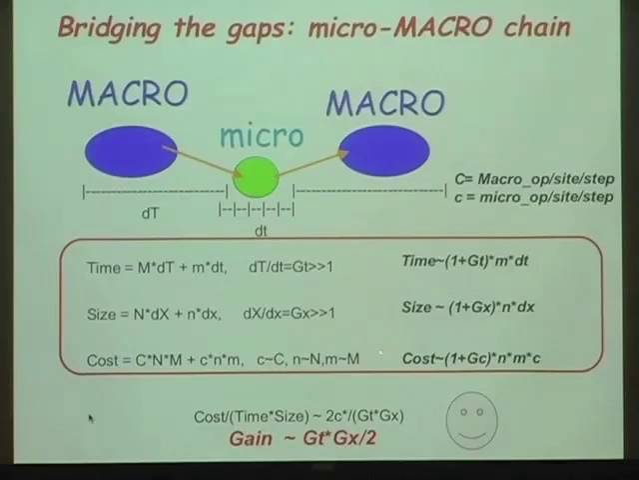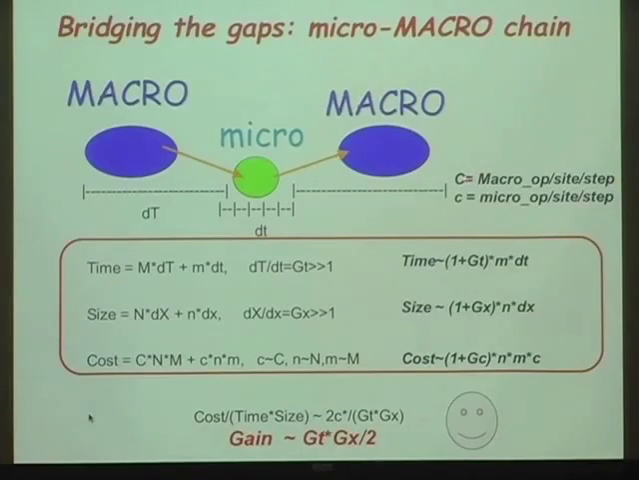Now, the interesting point: the cost of this setup will be just like here. With reference to the cost of running just the microscopic solver, I will have a penalty factor of 1 plus GC, where GC is the ratio of capital C to small c. Now, the point is that the cost of updating a single macroscopic degree of freedom is not that different from the cost of updating a microscopic degree of freedom. Very often, this is less.